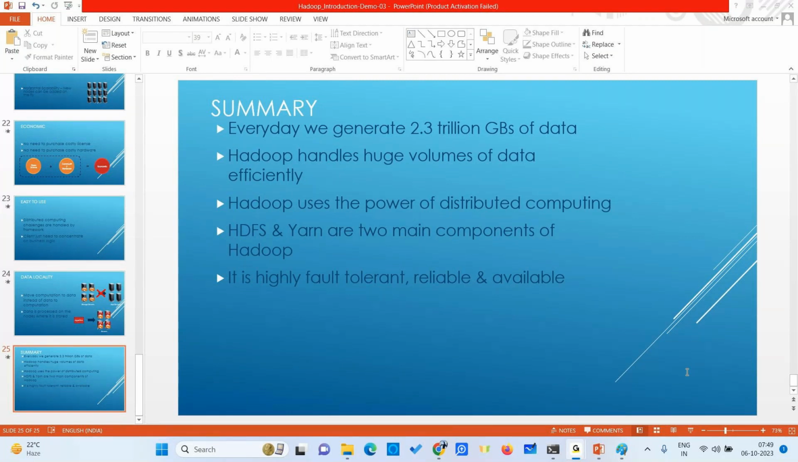And we will discuss the next thing, which is what is batch processing and what is stream processing.